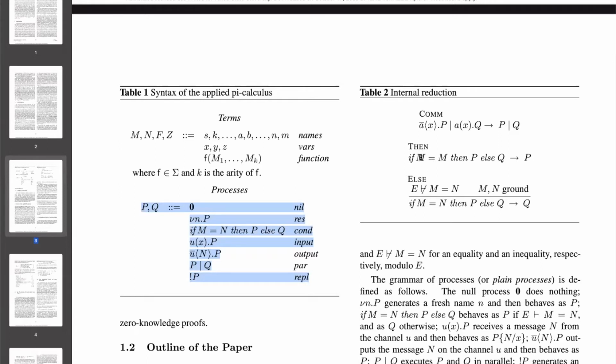So if you have true in your if then else, then it moves to p. If the environment in which you're running does not validate that m is equal to n, where these are terms, and they're ground terms, right? There are no variables in them. Then the if then else evolves to the else clause, the Q. Any questions about that?